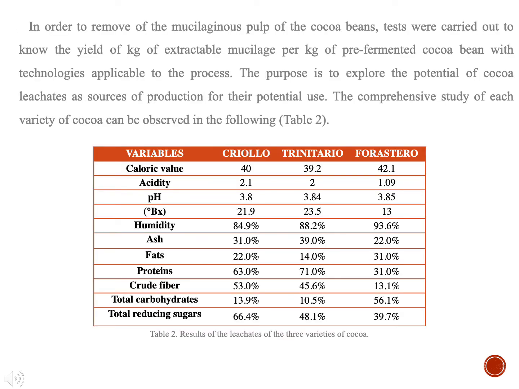In order to remove the mucilaginous pulp of the cocoa beans, tests were carried out to note the yield of extractable mucilage per kilogram of pre-fermented cocoa bean with technologies applicable to the process. The purpose is to explore the potential of cocoa leaches as sources of production for their potential use. The comprehensive study of each variety of cocoa bean is observed in the following Table 2.